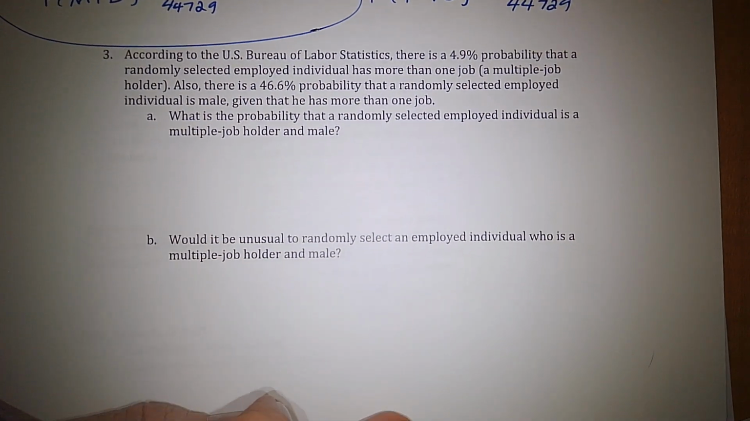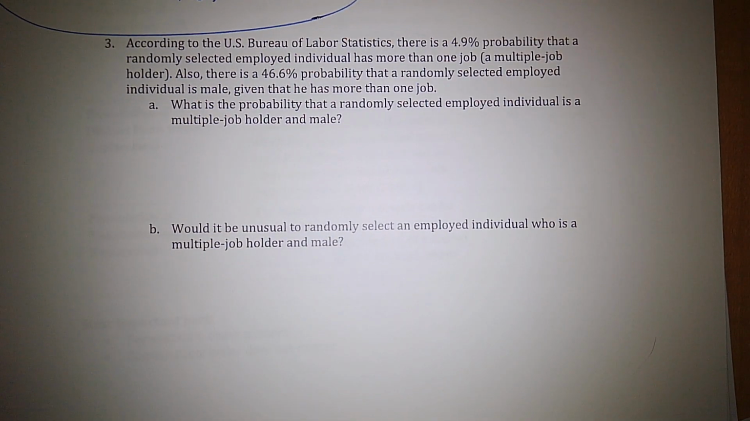According to the U.S. Census Bureau, U.S. Bureau of Labor Statistics, there is a 4.9% probability that a randomly selected employed individual has more than one job, or in other words, a multiple job holder. Also, there is a 46.6% probability that a randomly selected employed individual is male, given that he has more than one job. Okay, so we know a lot of information up here.